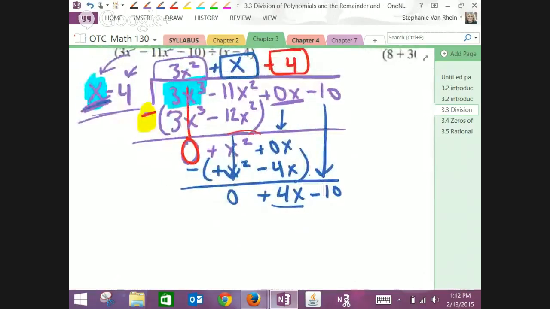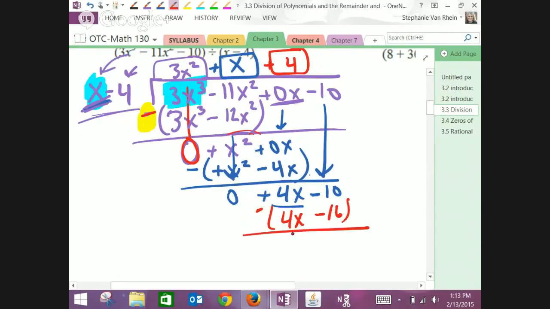So 4 times x is 4x. 4 times minus 4 is minus 16. Put the negative out front. This gives me 0. And this gives me 6. So 6 is my remainder.